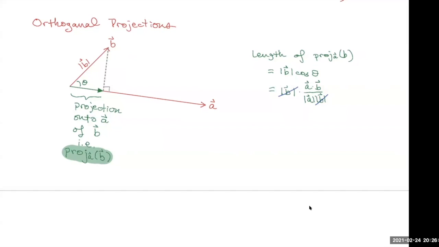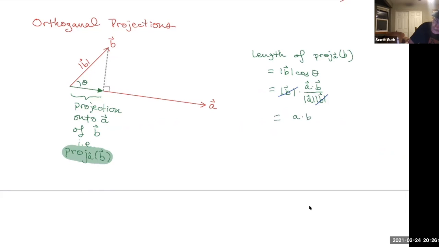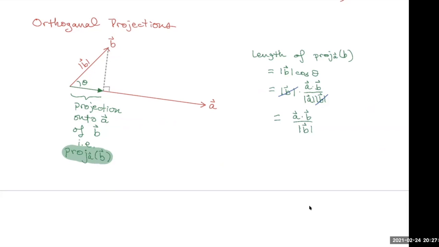Okay, so this is A dot B over the magnitude of B. Okay. The magnitude of A.